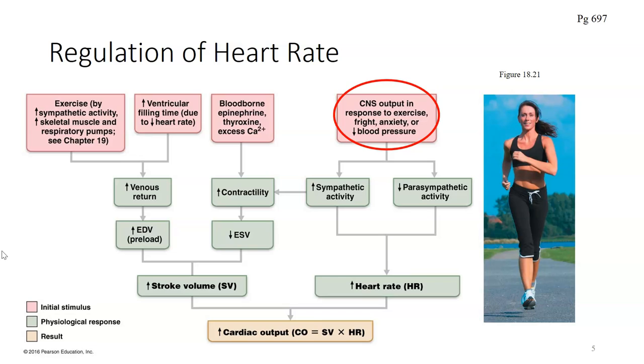If stroke volume decreases as a result of decreased blood volume or a weakened heart, cardiac output can be maintained by increasing heart rate and contractility. There are positive chronotropic factors that increase heart rate and negative chronotropic factors which decrease heart rate. Heart rate can be regulated by the autonomic nervous system, chemicals, or other factors.